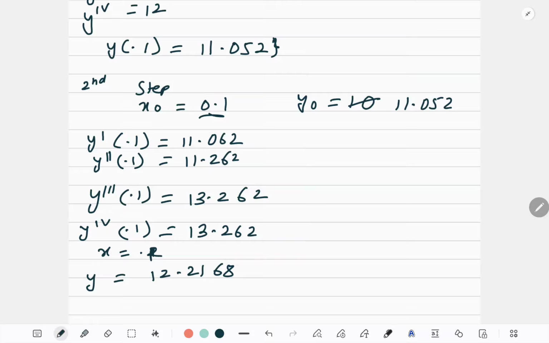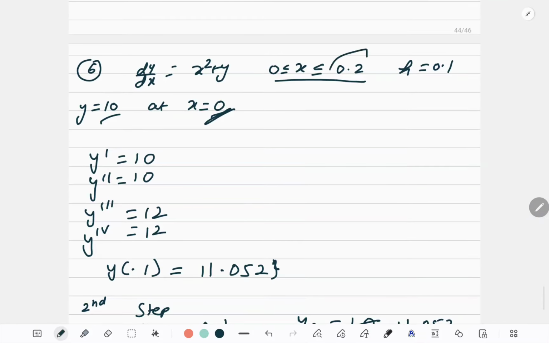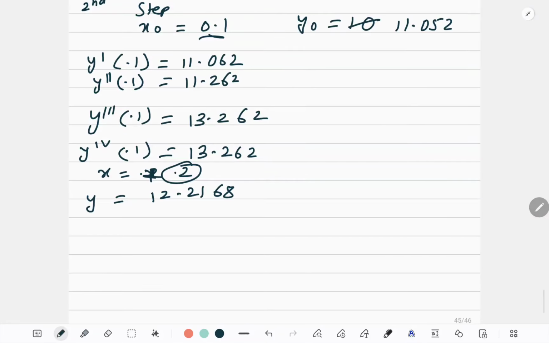So I hope you understood this concept. By putting x is equal to 0.2, because at 0.2 we have to find out, look at this. At 0.2 you will get this answer, and this is how we have to do the Taylor series. I hope you understood the concept, and in my next video I will be explaining modified Euler's method.